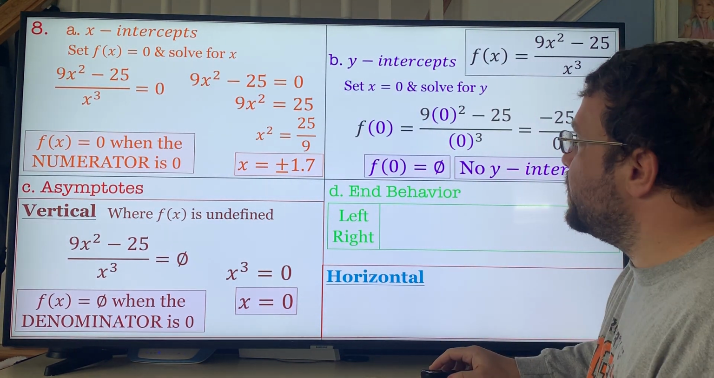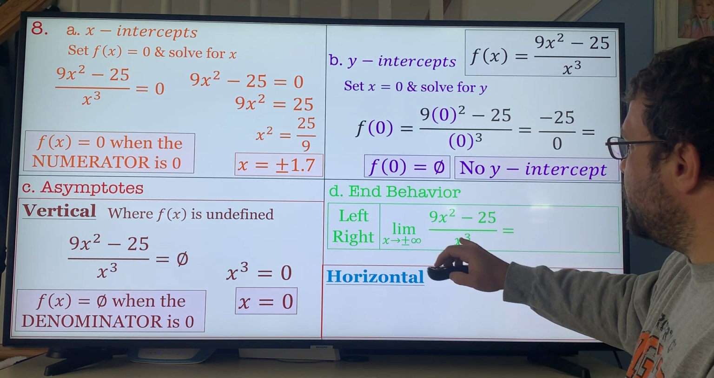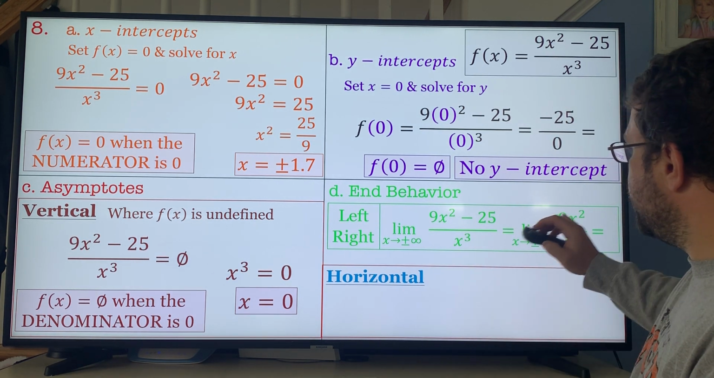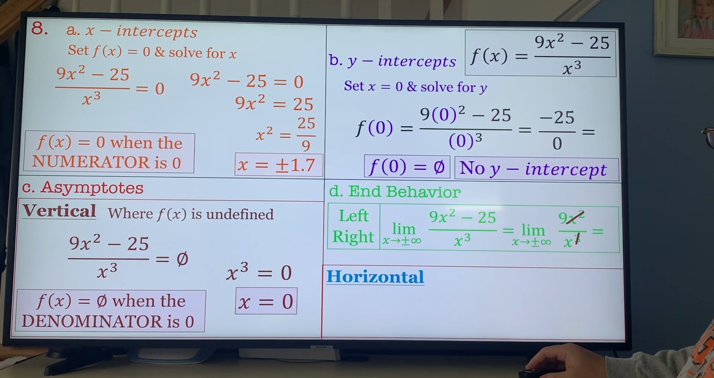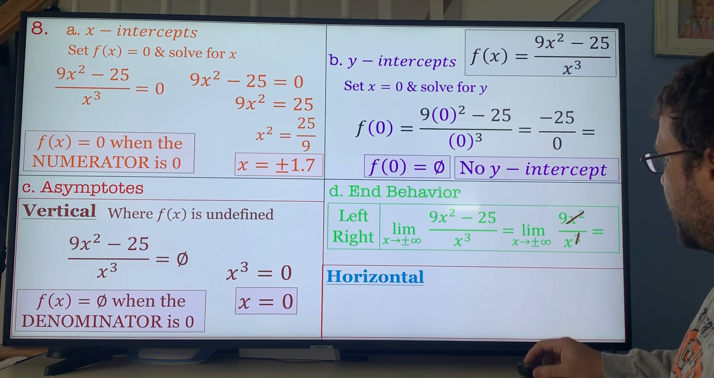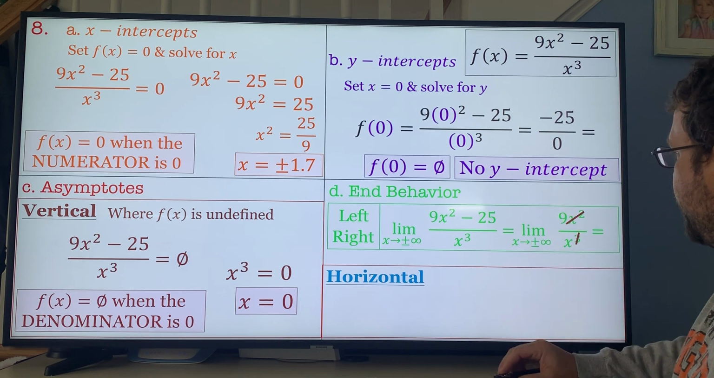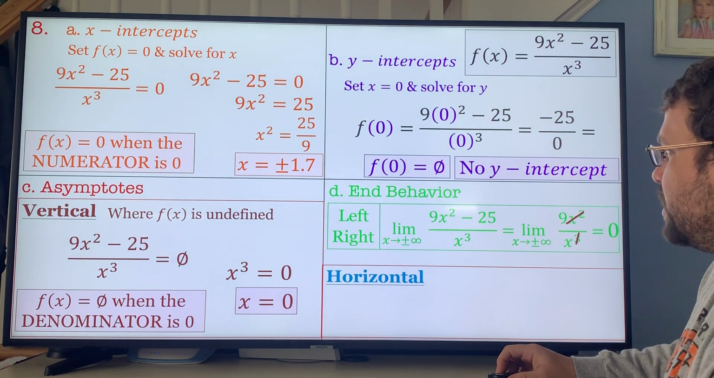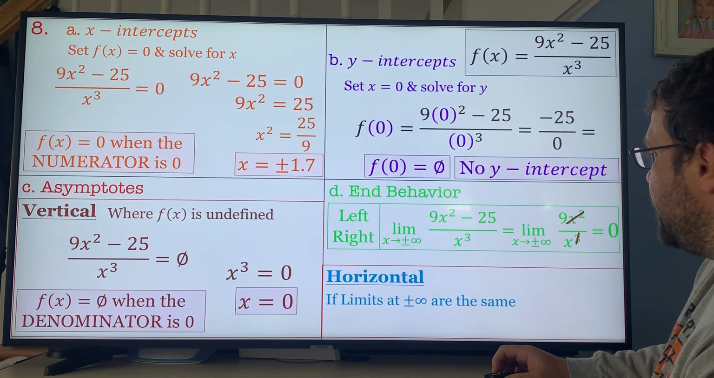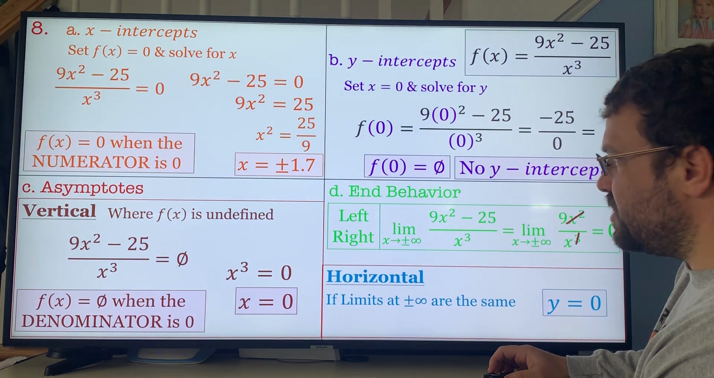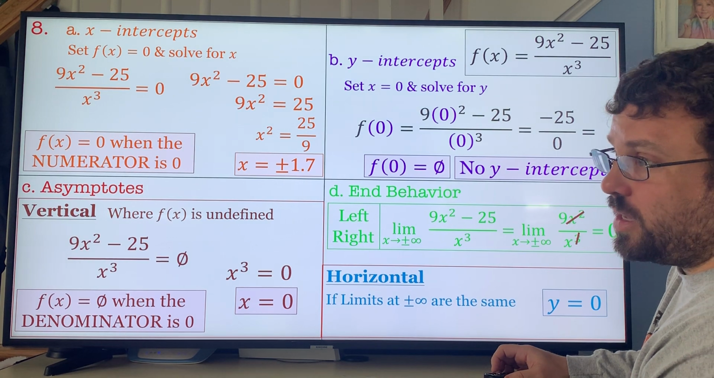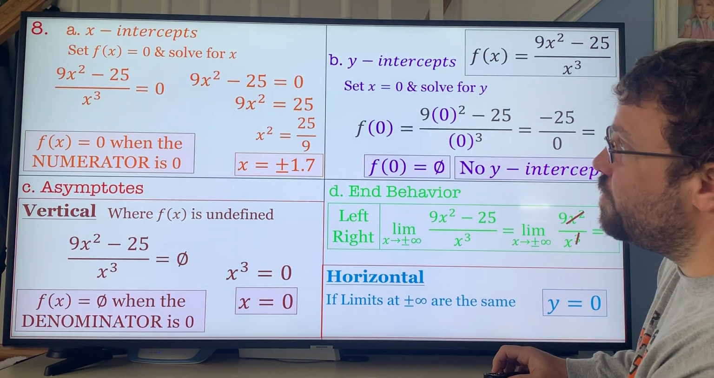All right? Left and right behavior. Look what happens here. Take your highest degree term, so the 25 goes away. When I cancel this out, I'm left with 9 over x. Well, when I plug in infinity here, 9 divided by infinity is 0. So my horizontal limit is 0. Can you have a horizontal asymptote of 0? Of course you can, because 0 is a number.